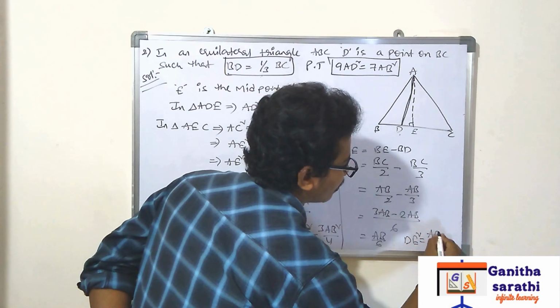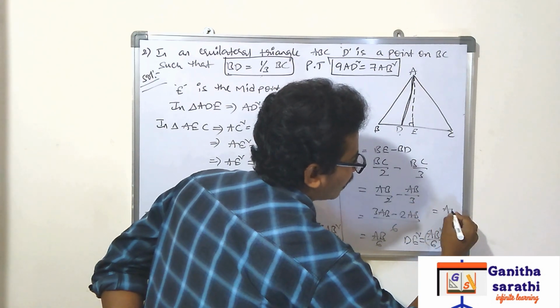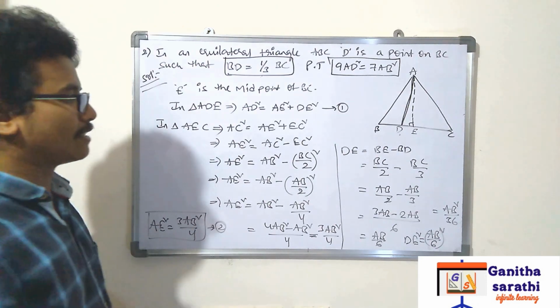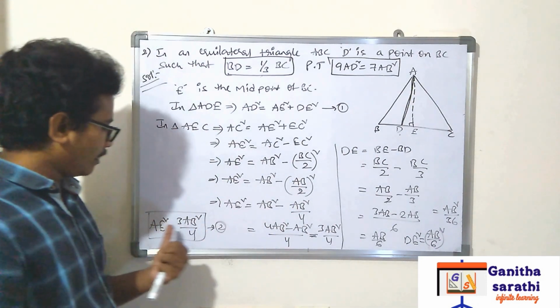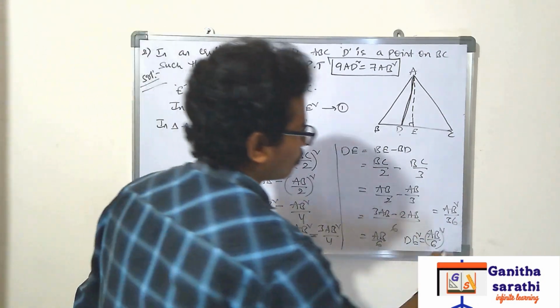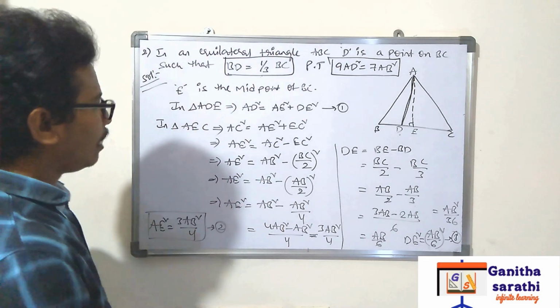Square means (AB by 6) whole square. AB by 6 whole square means what? AB square by 6 square means AB square by 36. So we got the AE square value and also the DE square value. Take this as equation number 3. Got it? So now substitute that, you will get the answer.